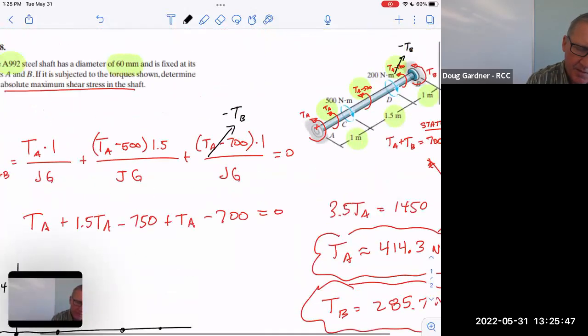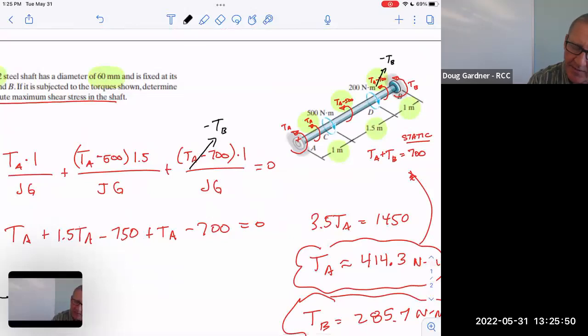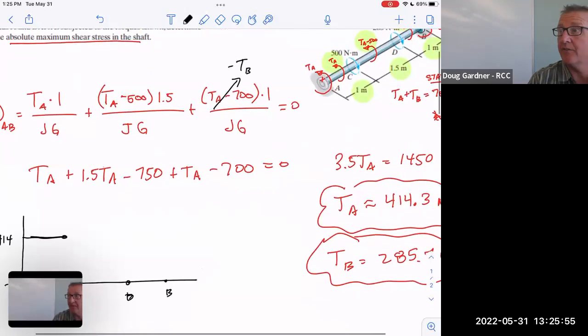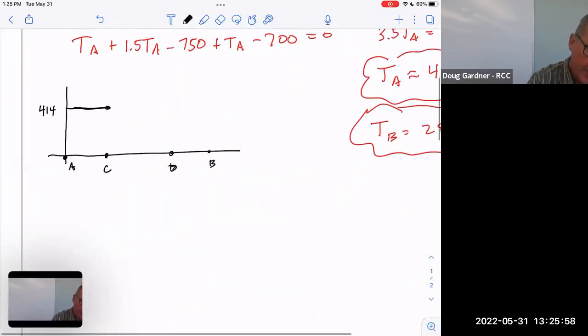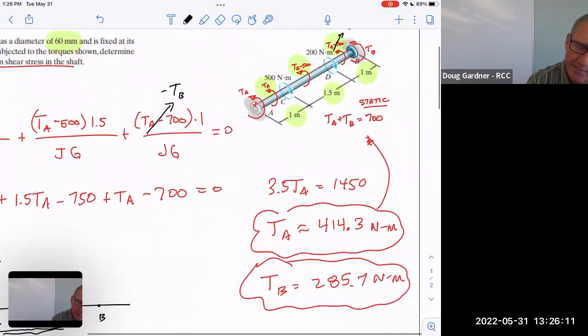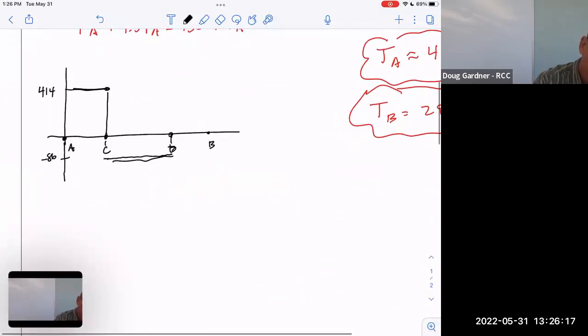We're 414. The second section, 414 minus 500, that's 86. Not only that, it's negative 86, isn't it? So it suddenly jumps down here to negative 86. And it stays negative 86 all the way through to D. And then if I take 414 minus 700, now it's negative 286. So it actually jumps in this direction, not in the direction that I thought.